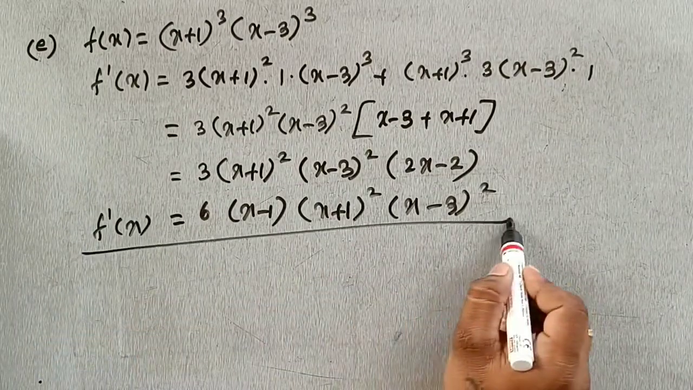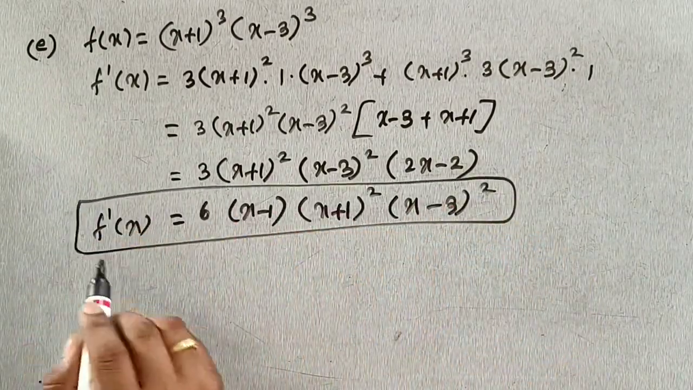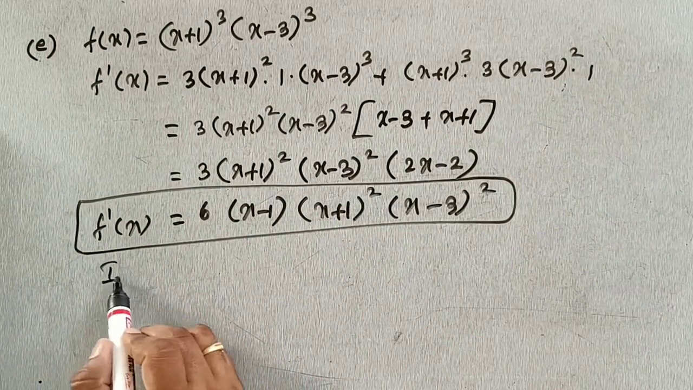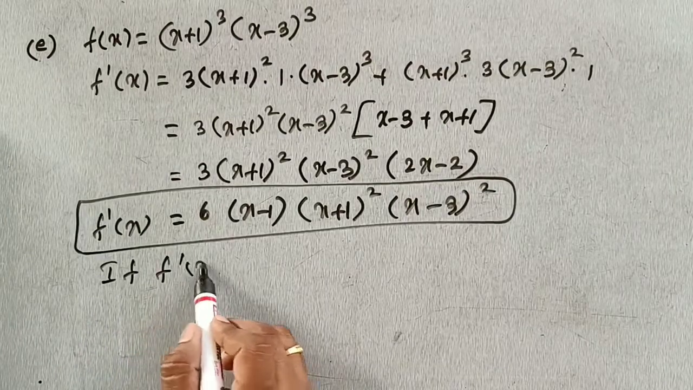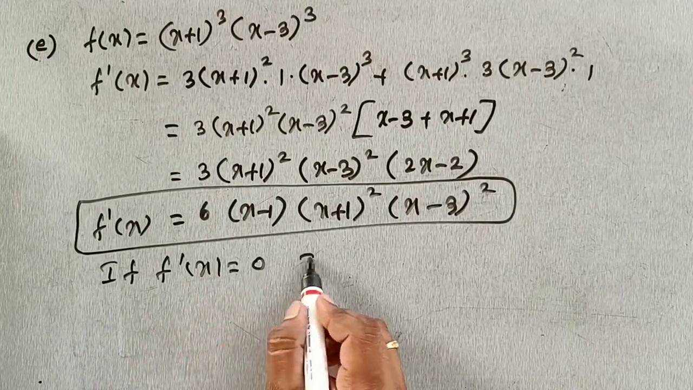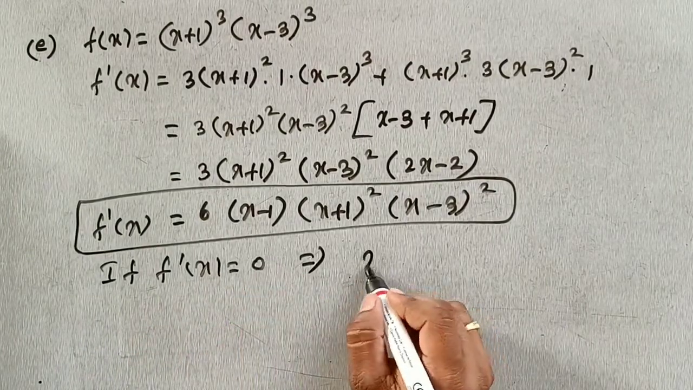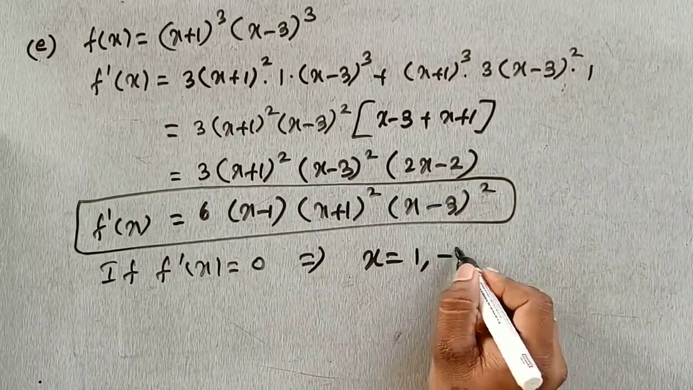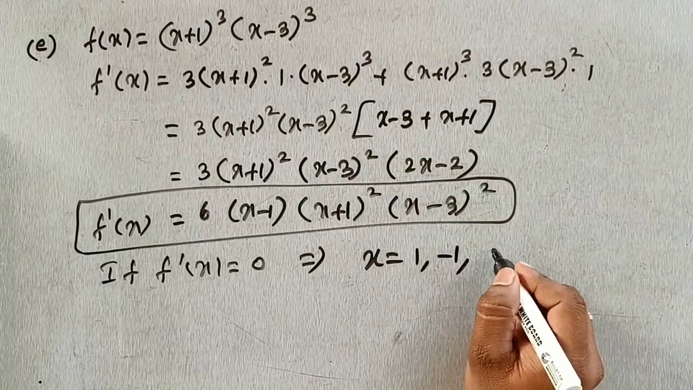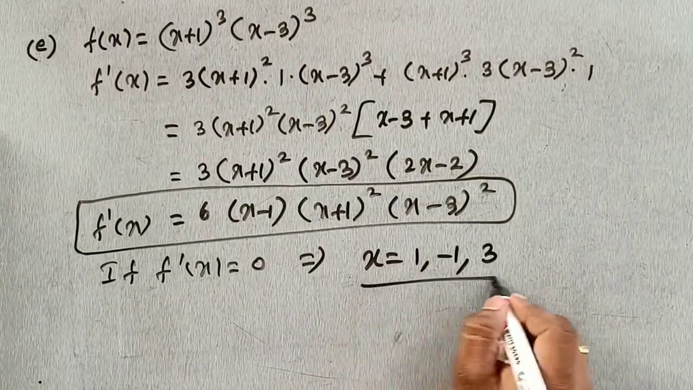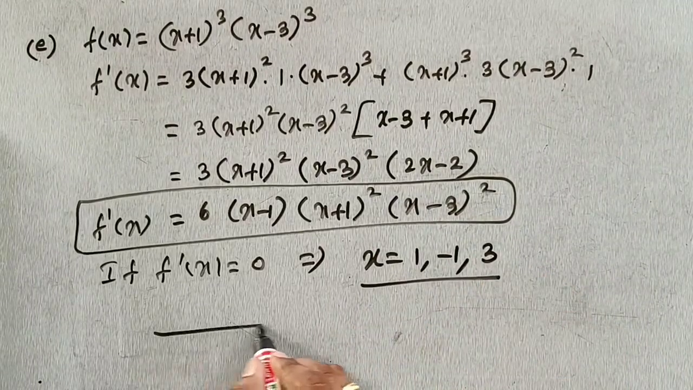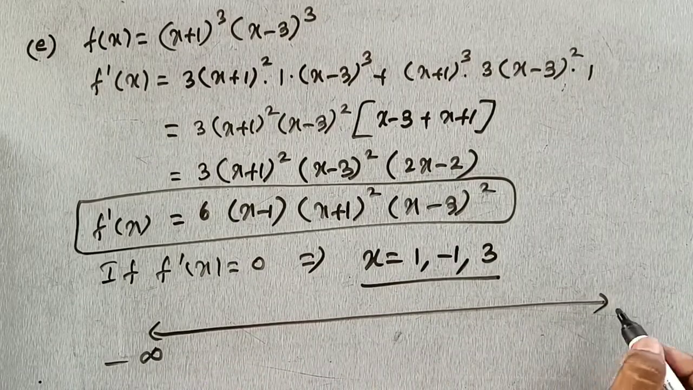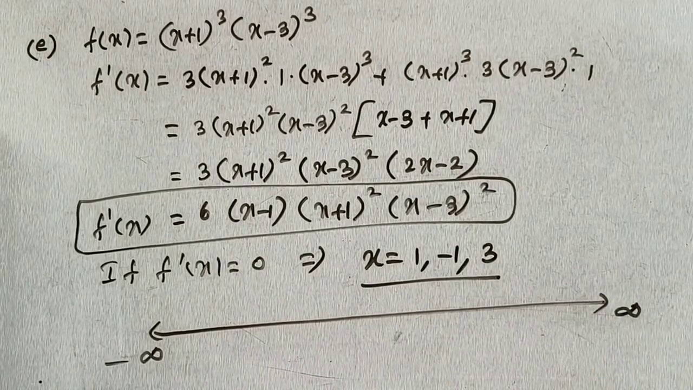So now we will find the x values corresponding to f dash of x equal to 0. If f dash of x equal to 0, this implies from this I can get 1, from this I can get minus 1, from this I can get 3. So totally 3 values. So our number line will be split into 4 intervals, minus infinity to plus infinity.